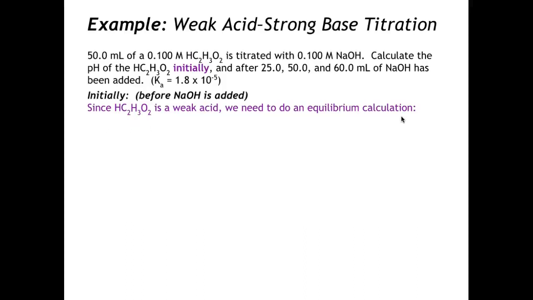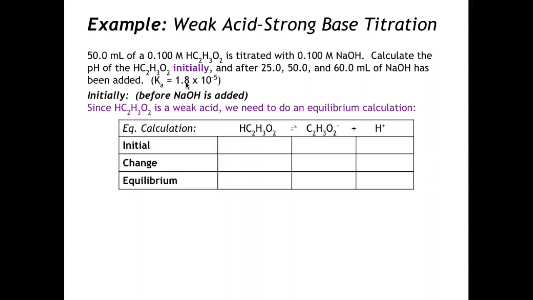So we have a sample problem here where we've got acetic acid and we're going to be titrating it with sodium hydroxide. And we want to figure out what is going to be the pH initially. Then we're going to do some problems after we've added 25 milliliters, 50 milliliters, and 60 milliliters of NaOH to the solution. We have a Ka value, which means that we can set up an equilibrium expression and solve for our concentration of H+, which can get us to pH. So let's give this problem a try.